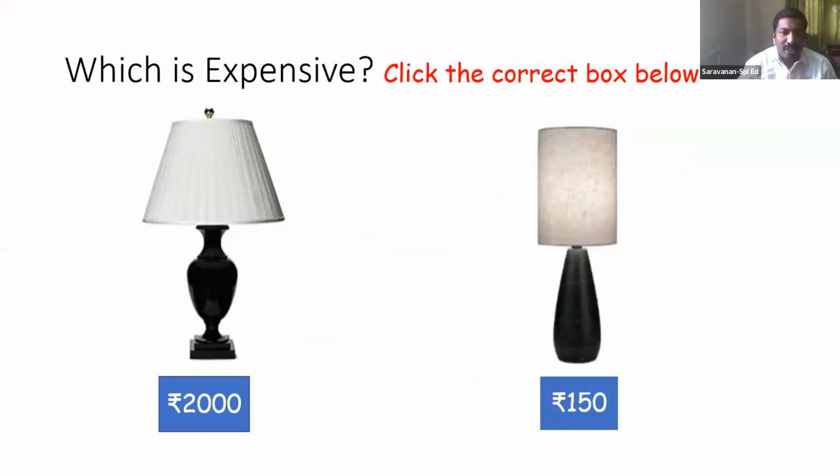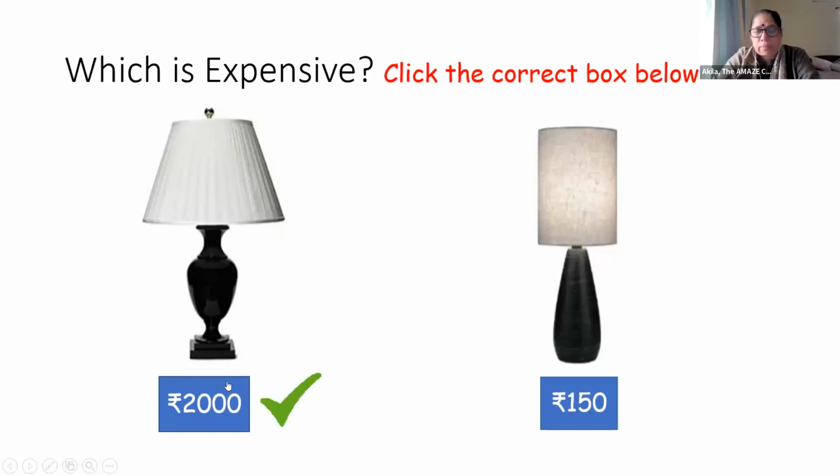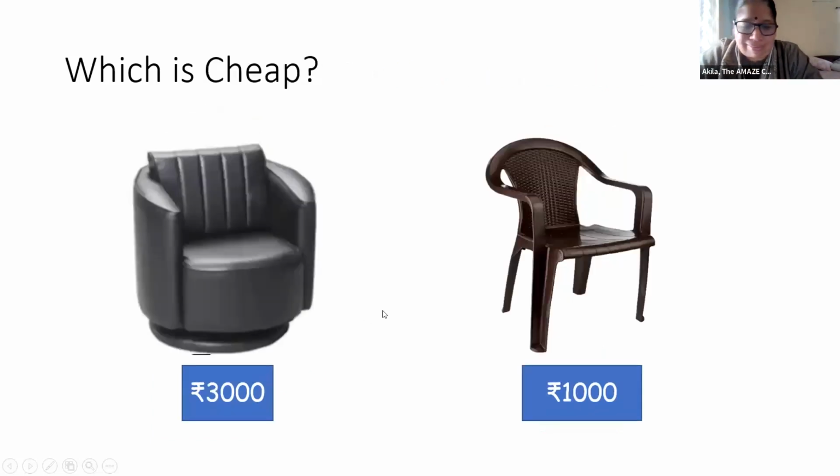Both are lamps. One is 2000 rupees, the other lamp is 150 rupees. When we click on the number, we get the response. It's like a game or an app. You just have to click. Because it's a new vocabulary we're introducing, cheap and expensive.